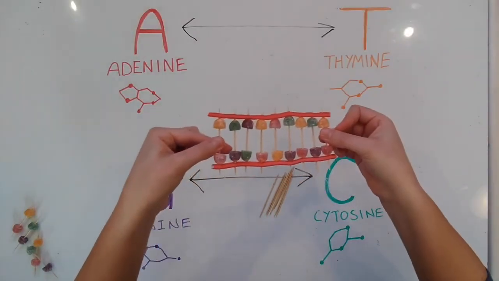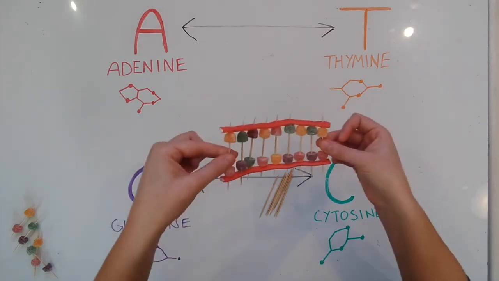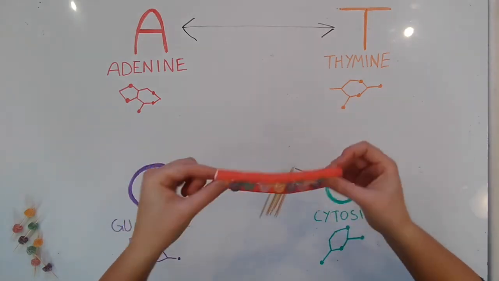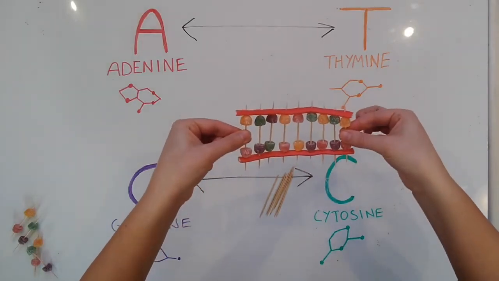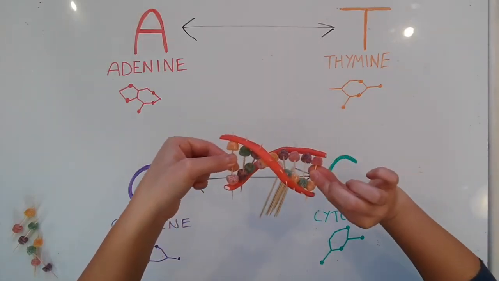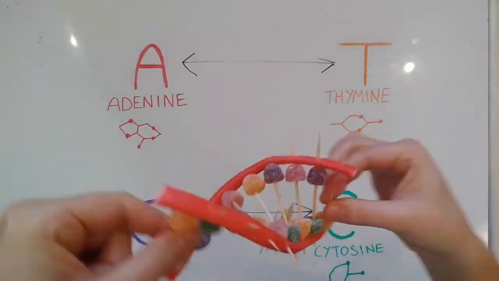And now you see we've got this DNA ladder. So all we have to do now is hold it at the top and at the bottom and give it a twist. And there you have it, your very own edible DNA double helix.